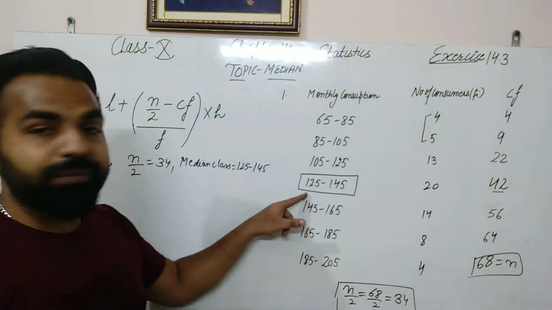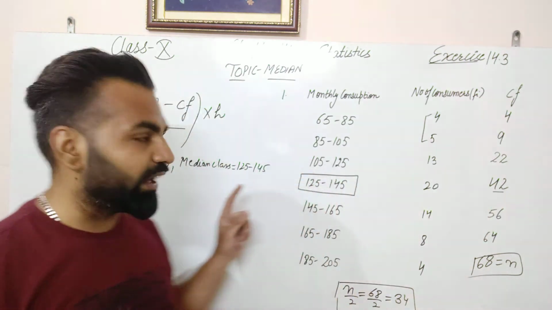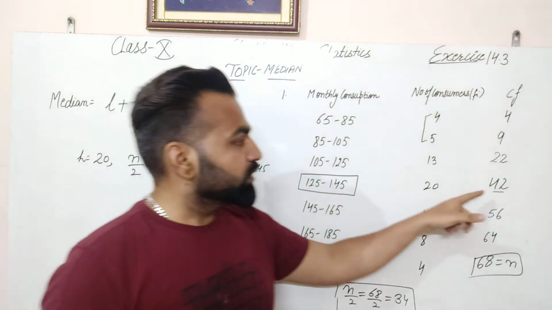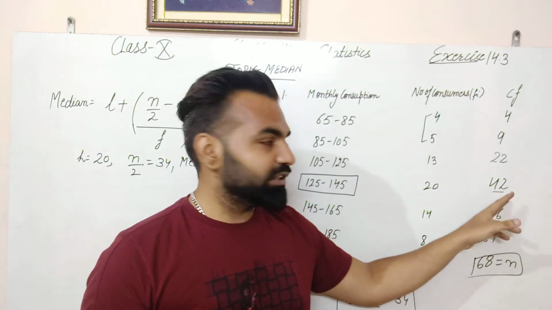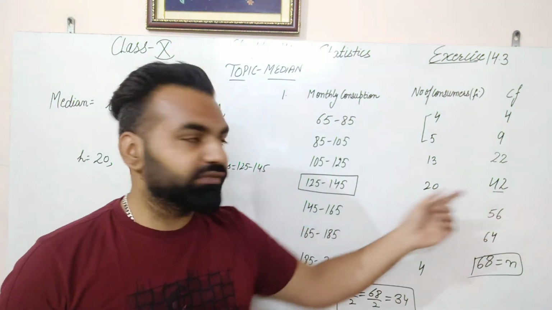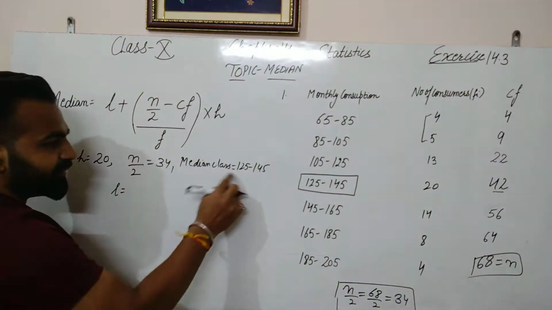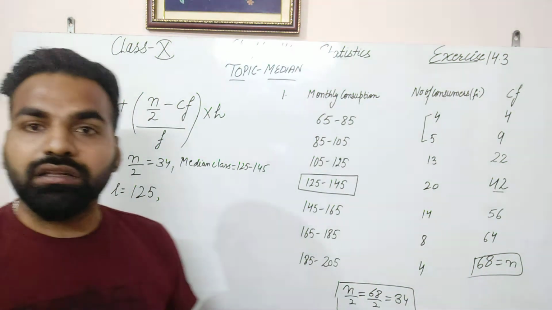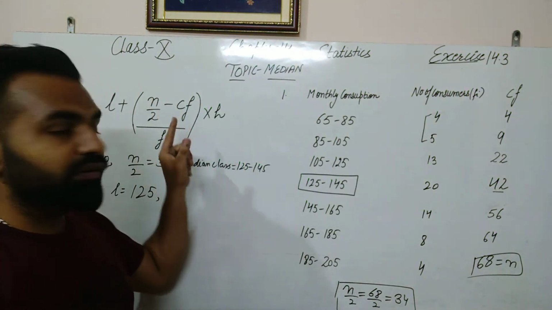So to find the median class, we will check the value of CF which is greater than the value of n by 2, that is 34, and closest to n by 2. So this value will be 42, and the class interval with respect to this value of CF will be our median class, and we know L is the lower limit of this median class, so the value of L is 125. Now only two values are unknown, the value of f and the value of CF.